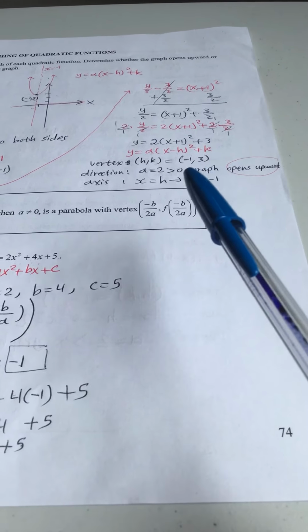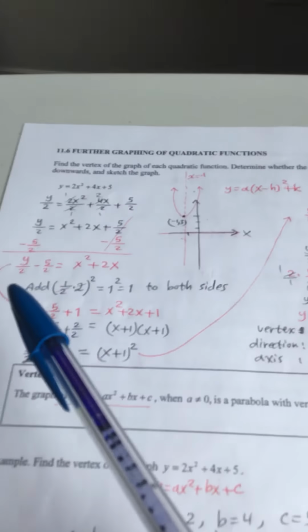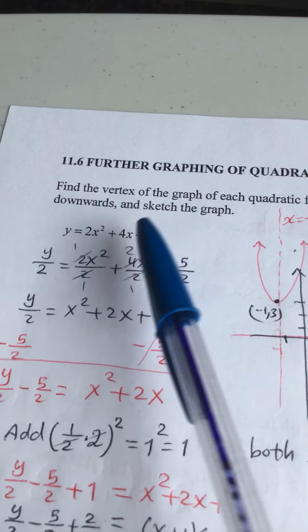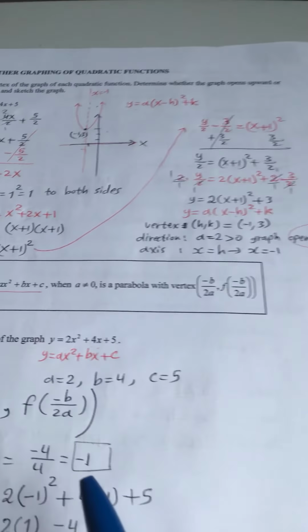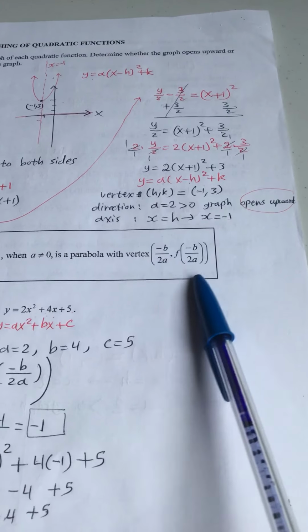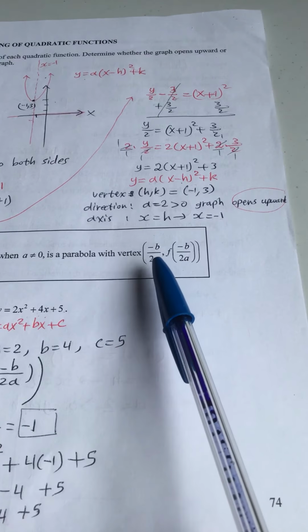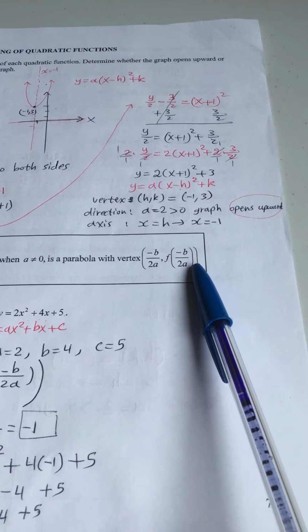The same vertex. So if the equation is written in this form, you don't need to complete the square. Just apply this formula to find the vertex. So minus b over 2a is h, and f of minus b over 2a is k.